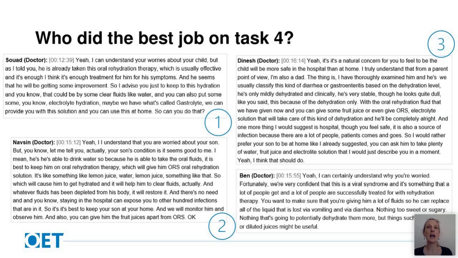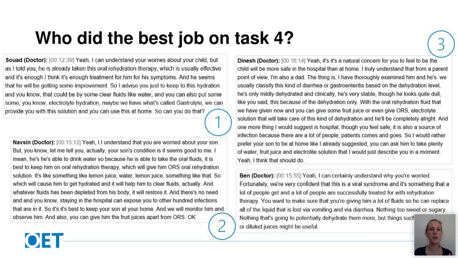So number 1, this section wasn't 100% fluent, and the repetition of words and additions reduce the clarity for the parent. So I wouldn't say number 1 was the best option here.